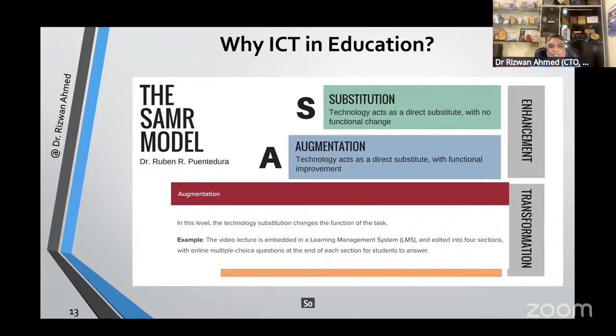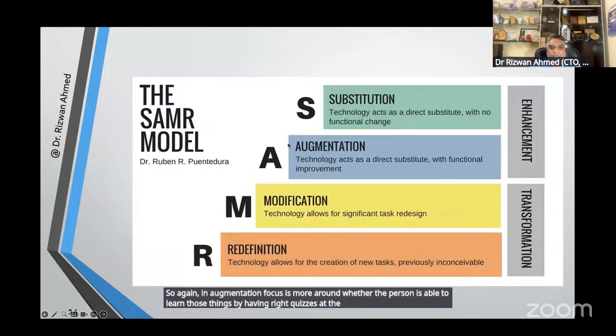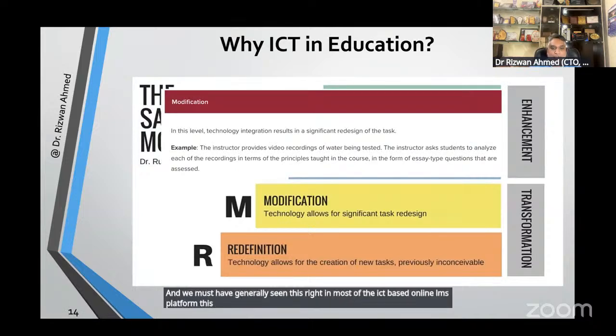So again, in augmentation, focus is more around whether the person is able to learn those things by having the right quizzes at the right sections. We must have generally seen this in most of the ICT-based online LMS platforms. This is something we have to see.